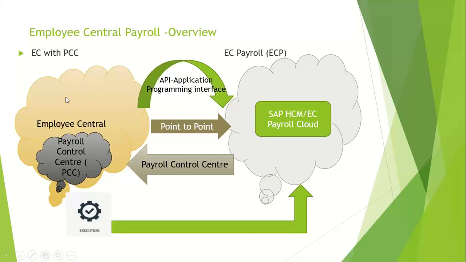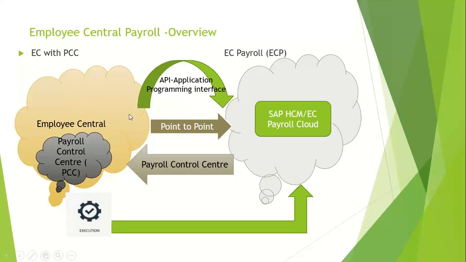And this employee central access will be given to all employees, whereas ECP, either in an HCM system on premise or in ECP, this access will be given only to the payroll admin. Once you maintain the data and click on replication, then on a regular basis, for the regular payroll every month, I need the master data for executing a payroll. That takes care of regular payroll data and the initial load from this system to this system.